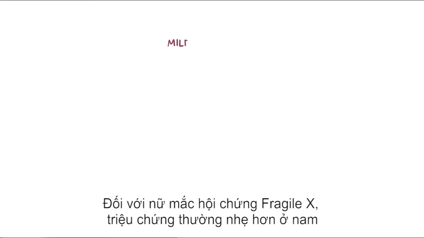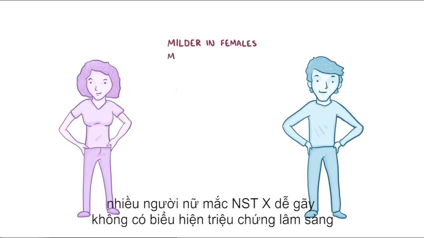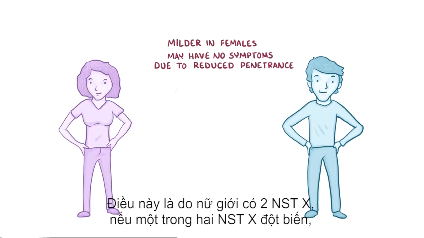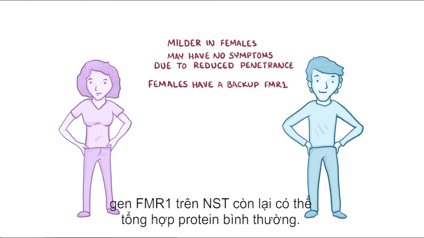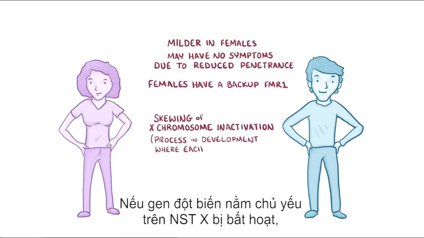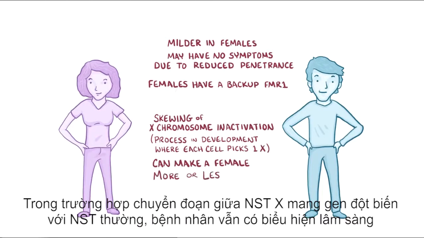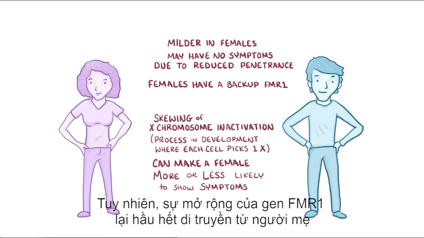Fragile X is typically milder in females than males, and many females with the Fragile X mutation have no symptoms due to reduced penetrance. This is because females have a normal backup copy of FMR1 on their other X chromosome. Skewing of X chromosome inactivation, which is the process in development where each cell picks one X chromosome to rely on, can make a female more or less likely to show symptoms. Interestingly, FMR1 expansions are almost always inherited from the mother.